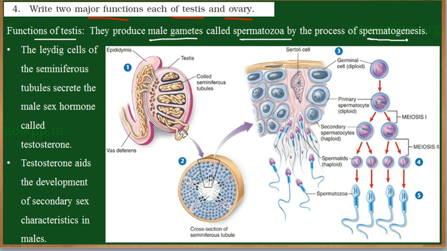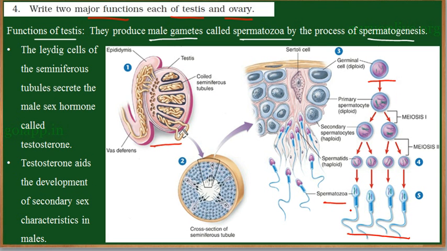spermatozoa, by the process called spermatogenesis. So the process of spermatogenesis occurs in the testes. So here we can see this is a diploid germinal cell, which is also called the sperm mother cell. Now this undergoes meiosis to give rise to 4 spermatozoa. By the end of spermatogenesis, a single sperm mother cell gives rise to 4 spermatozoa.